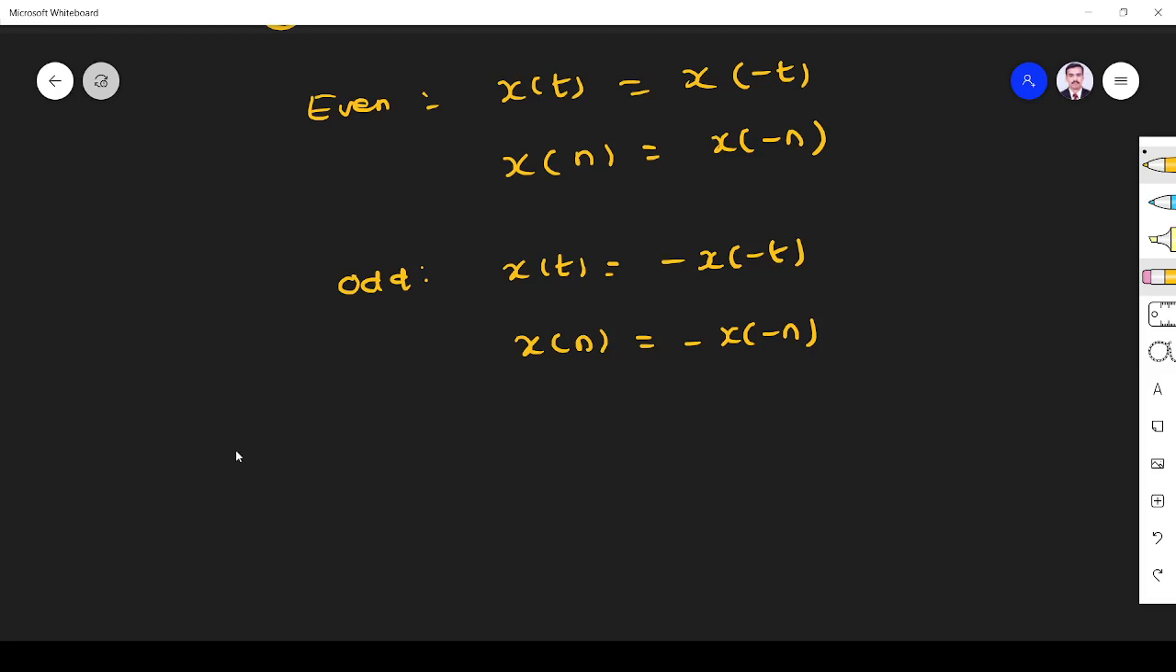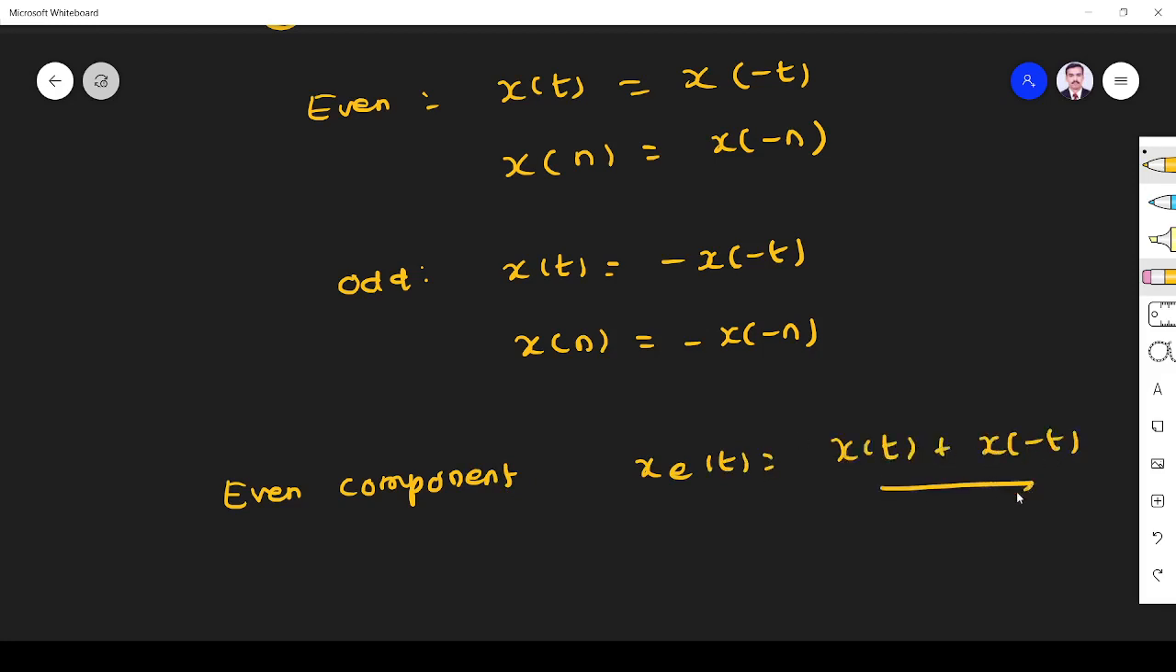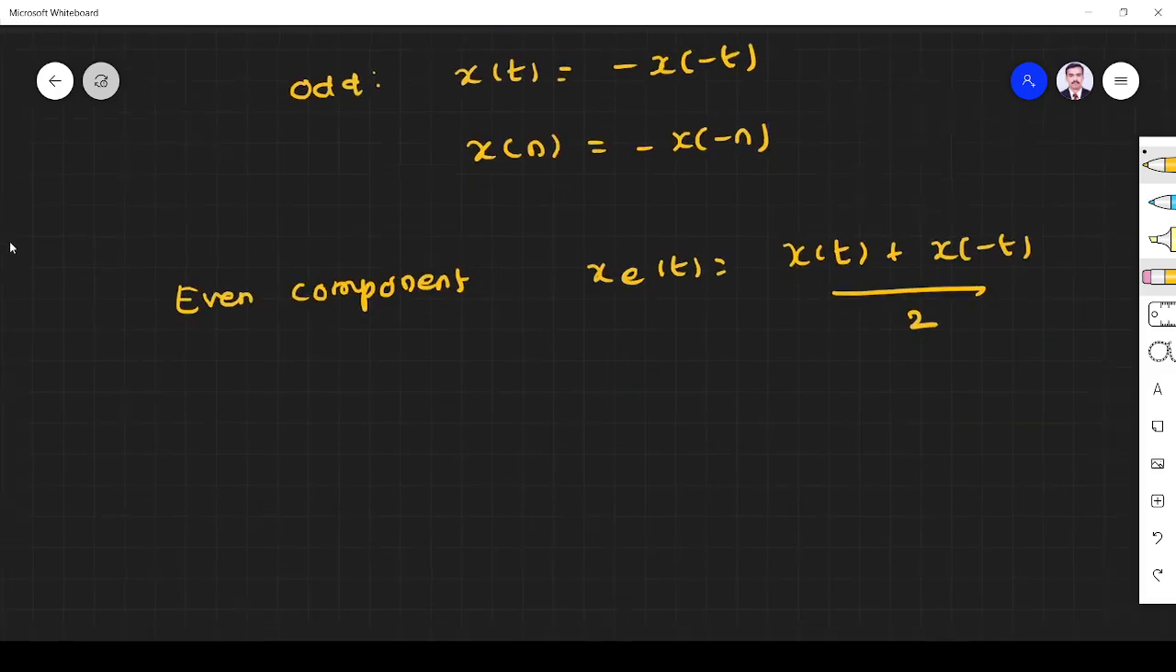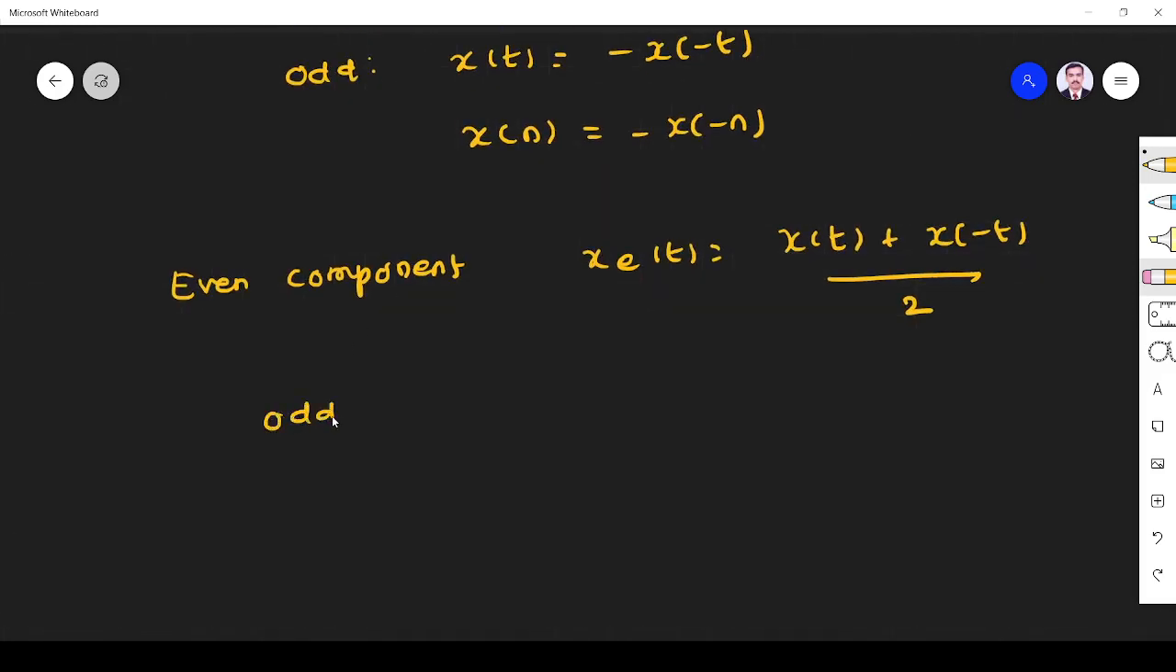Okay. Then if I want to find the even component of any signal, the even component xe of t is given by x of t plus x of minus t divided by 2. If you want to find the odd component of any signal, xo of t is x of t minus x of minus t divided by 2, right?